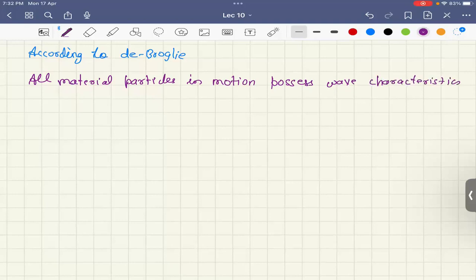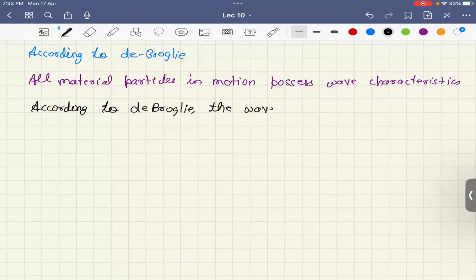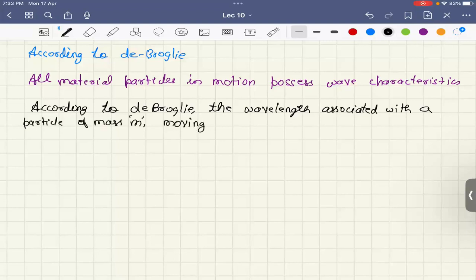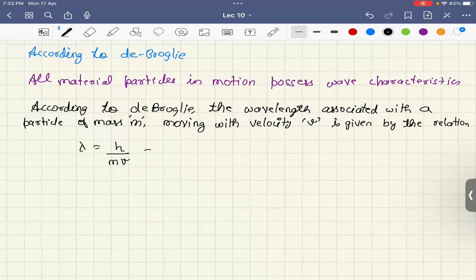Right? So according to de Broglie, the wavelength associated with a particle of mass m moving with velocity v is given by the relation lambda equals h by mv, which is h by p, because mv is nothing but momentum, right? So p here stands for momentum.